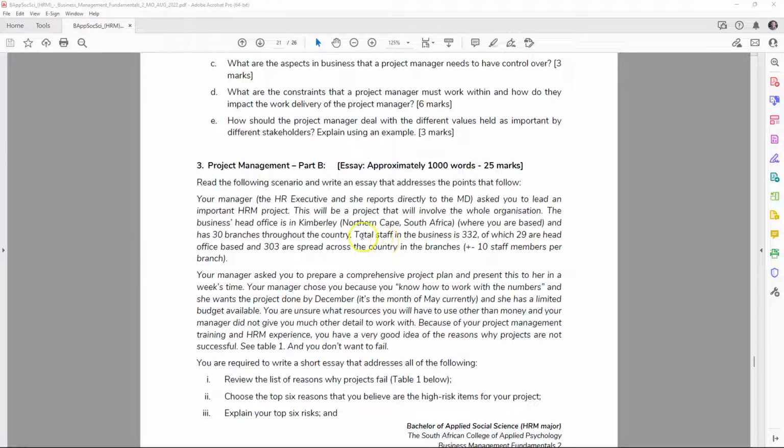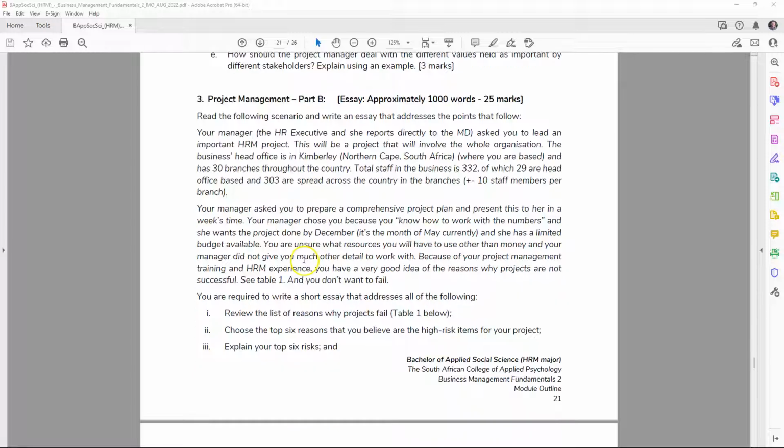The business head office is in Kimberley, Northern Cape, where you are based, and the business has 30 branches throughout the country. There's a total staff in the business is 332, of which 29 are head office based, and then 303 are spread across the country in a branch, so roughly 10 staff members per branch. So that's the context.